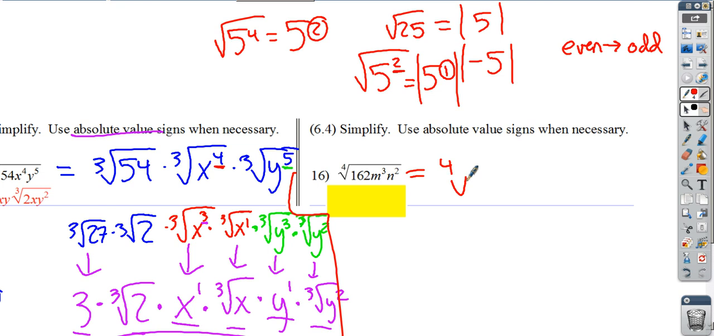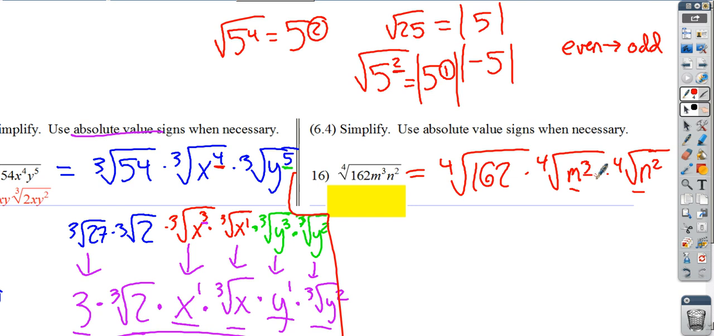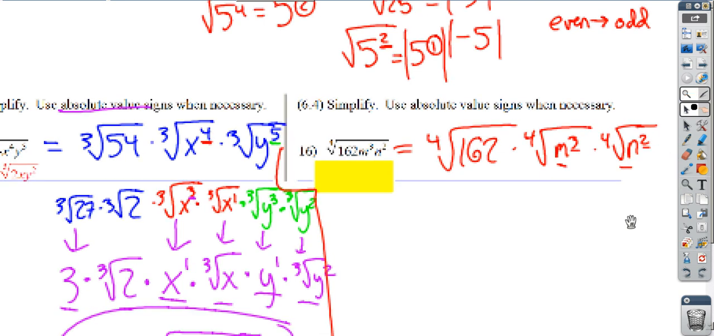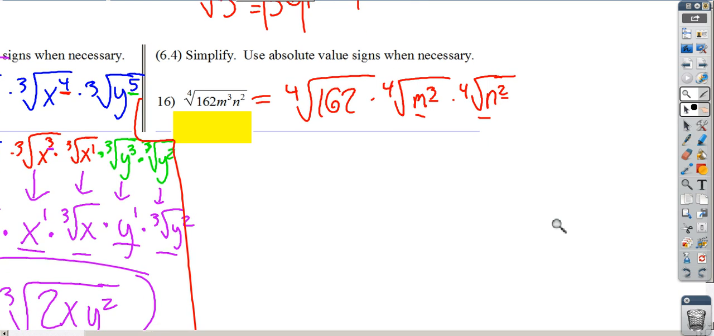So then let's split this up like we did the other one. The 4th root of 162 times the 4th root of n cubed times the 4th root of n squared. And this is kind of easier because we're not going to be able to take the 4th roots of either of these, because this only goes to the 3rd power and the 2nd power. So the only one we're going to be able to do something with is that first one.